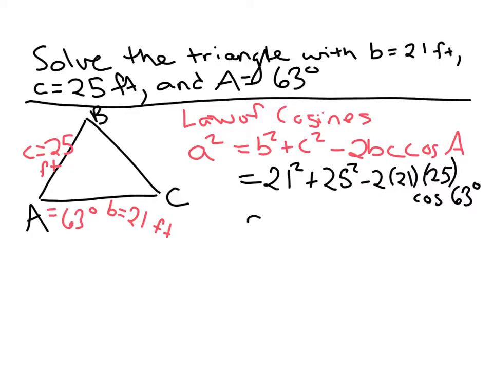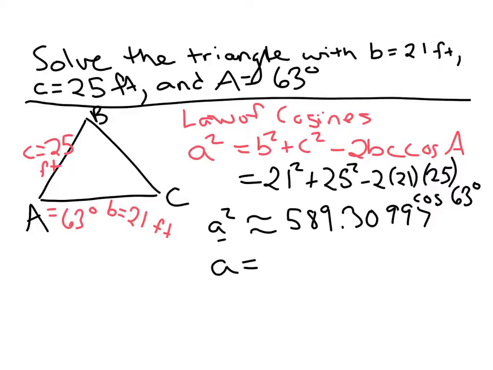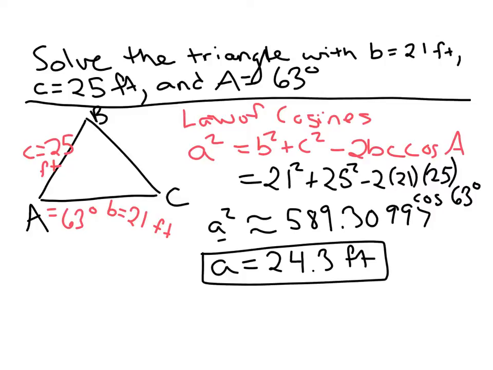You should get about, I jotted this down ahead of time, 589.30997. Something like that when you put that into your calculator. Now remember that that's equal to A squared. So side A would be the square root of that, which is about 24.3. So we've now calculated that side A over here is about 24.3 feet.